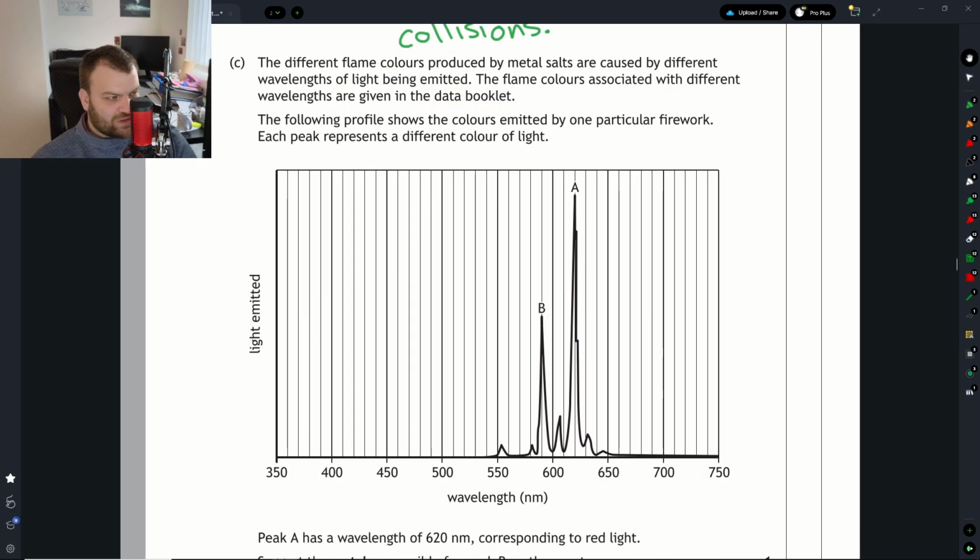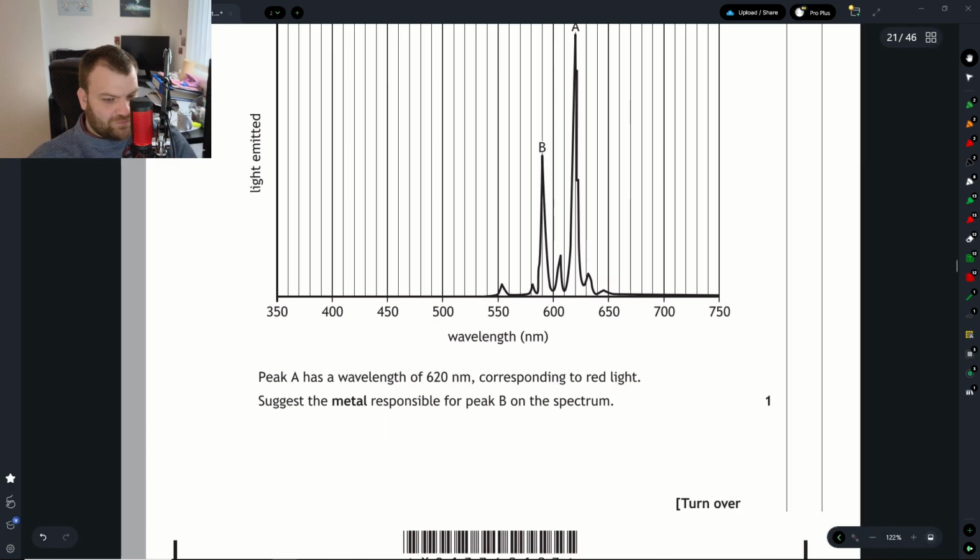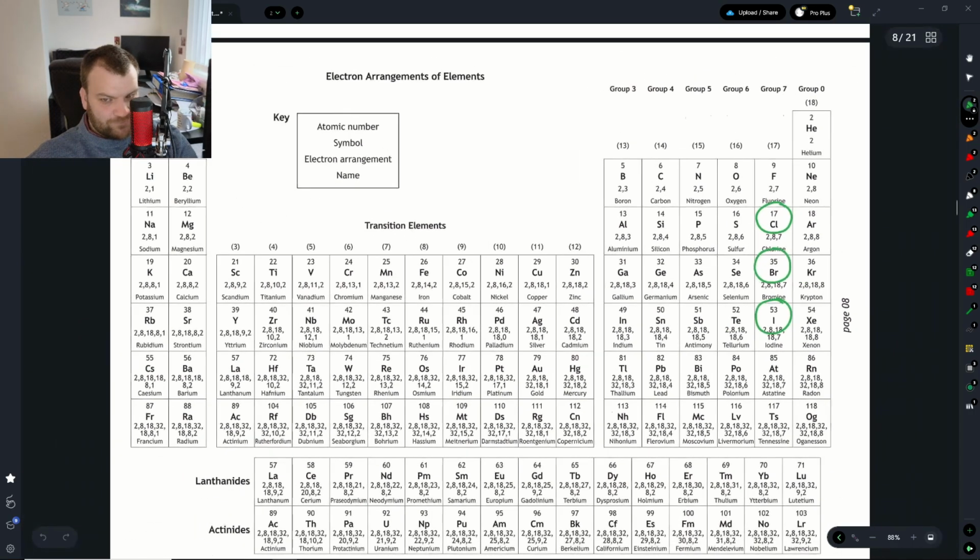In this graph, we're showing the different wavelengths of light emitted when different chemicals are set on fire. We are told that peak A has a wavelength of 620, but we care about peak B. Peak B is 1 box along from 600. That means we're looking for a value of around about 590.